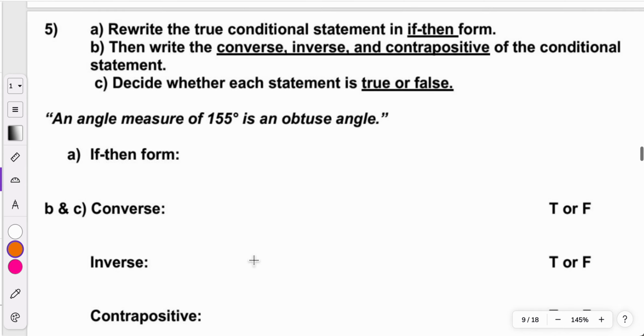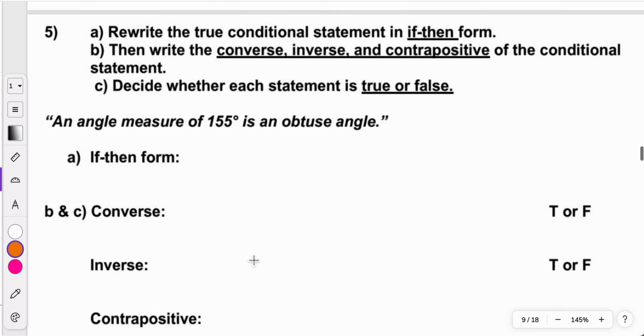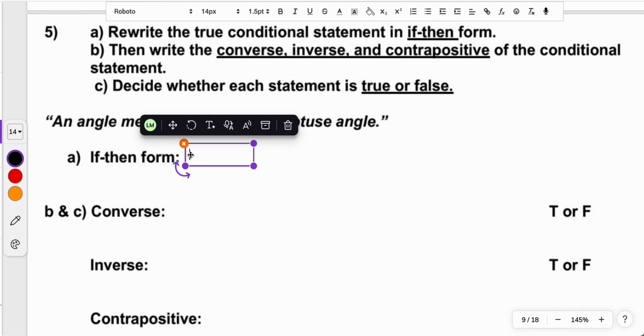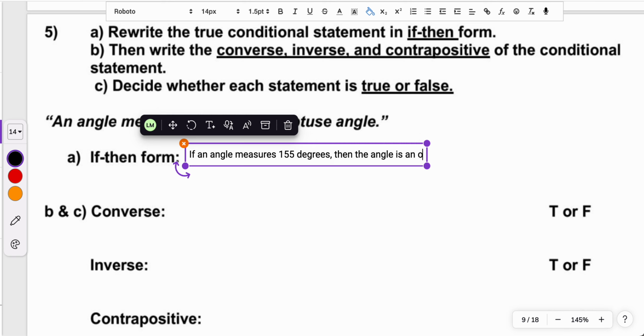So now that we have that, we're going to use that information to write the conditional statement in if-then form, write the converse, inverse, and contrapositive of the conditional statement, deciding whether each statement is true or false. So let's start with if-then form. If an angle measures 155 degrees, then the angle is an obtuse angle. And we're going to say that is if-then form.